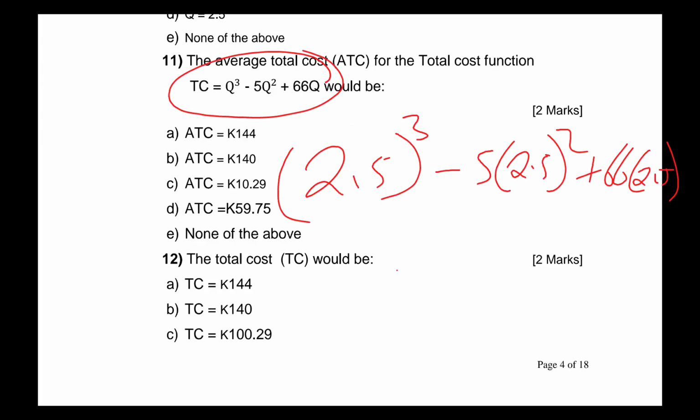2.5 cubed is 15.625. Minus 2.5 squared, 6.25, times 5 is 31.25. Then 66 times 2.5.